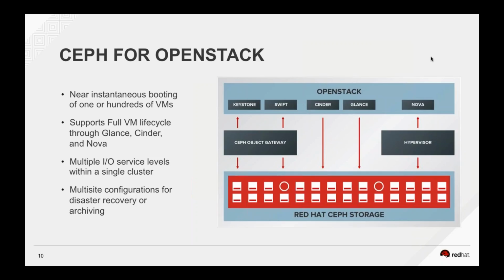So the other advantage of Red Hat Ceph storage is that you have near instantaneous booting of hundreds of VMs simultaneously without really being choked in terms of your VM booting. So for cloud providers, service providers, or companies who need to fork instantaneous VMs, and many of them together, this is the solution you should be looking for. It supports the full VM lifecycle through Glance, Cinder, and Nova. It has multiple I/O service levels within a single cluster, and we can also have multi-site configurations for disaster recovery or archiving.